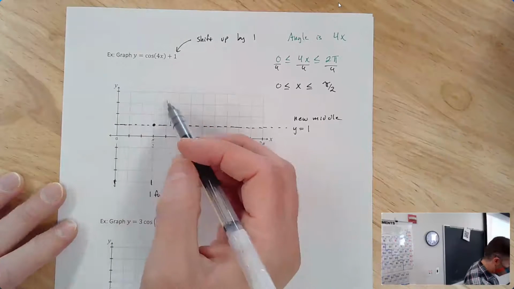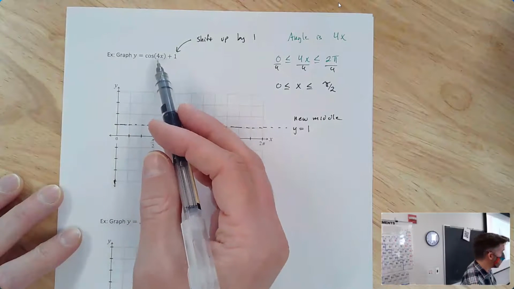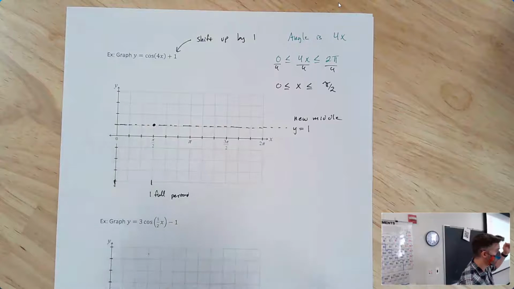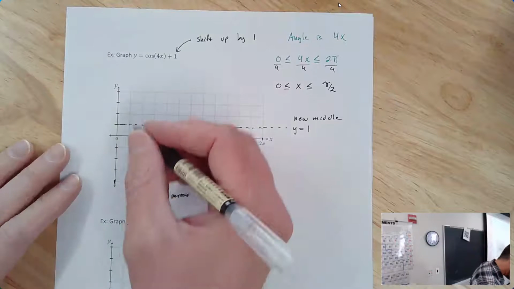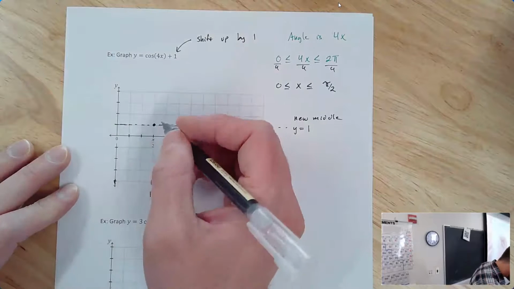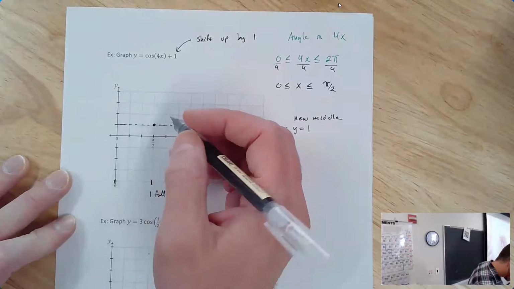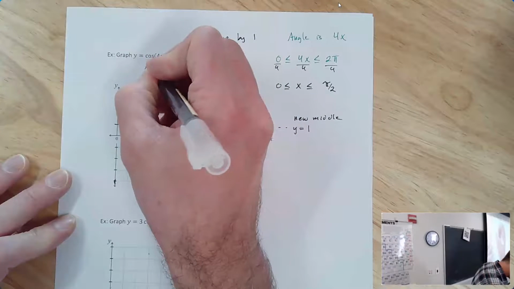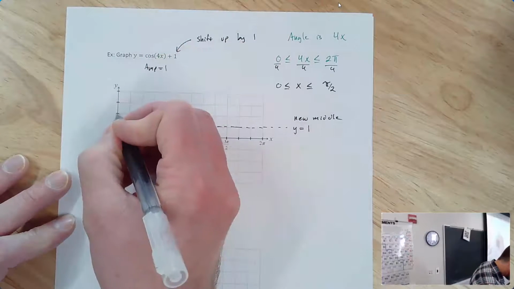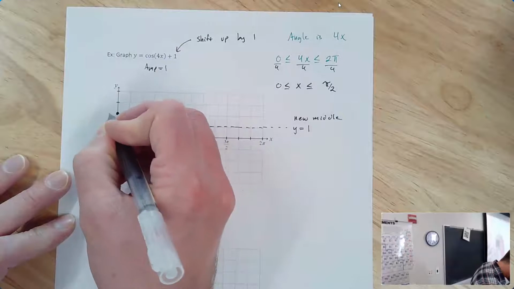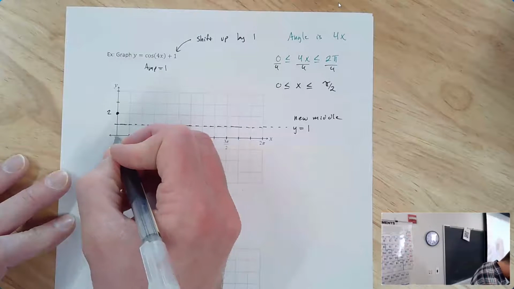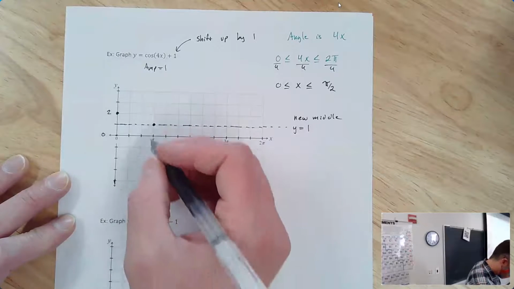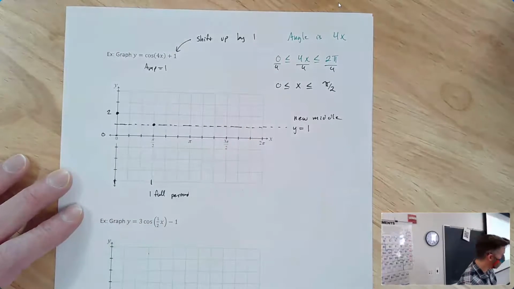So what I'm going to do now is think about how cosine starts high, then goes middle, then goes low, then goes middle, then goes high. My amplitude is 1. So I'm going to be 1 above, at 2, and 1 below, at 0. Cosine starts above, and then I have to cut this into 4 equal quarters.